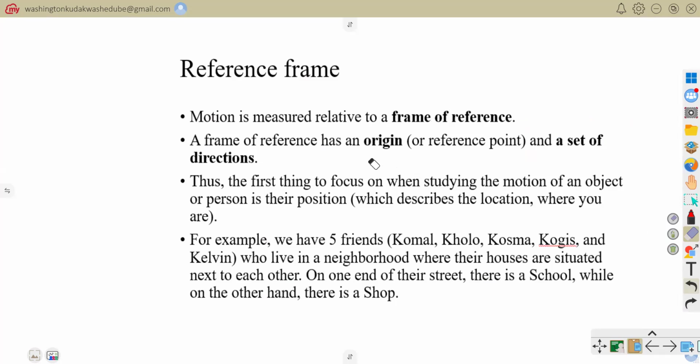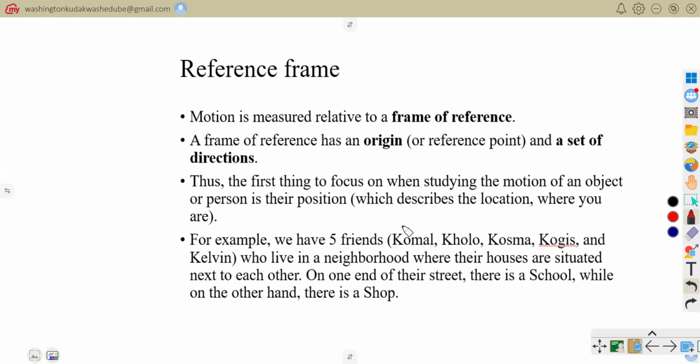So the first thing to focus on when studying the motion of an object or a person is their position. Where are they? This describes the location where you are. For example, I would like to explain this using five friends. We have Komau, Kolo, Cosma, Kogis, and Kelvin.